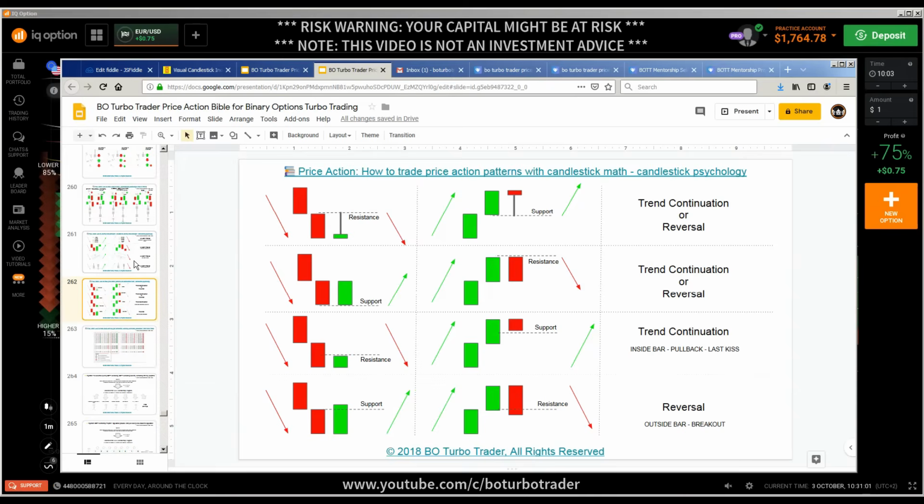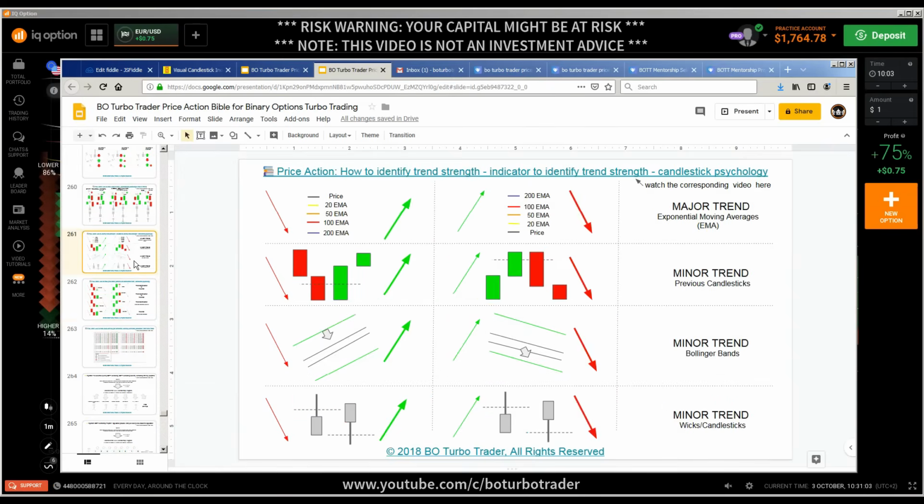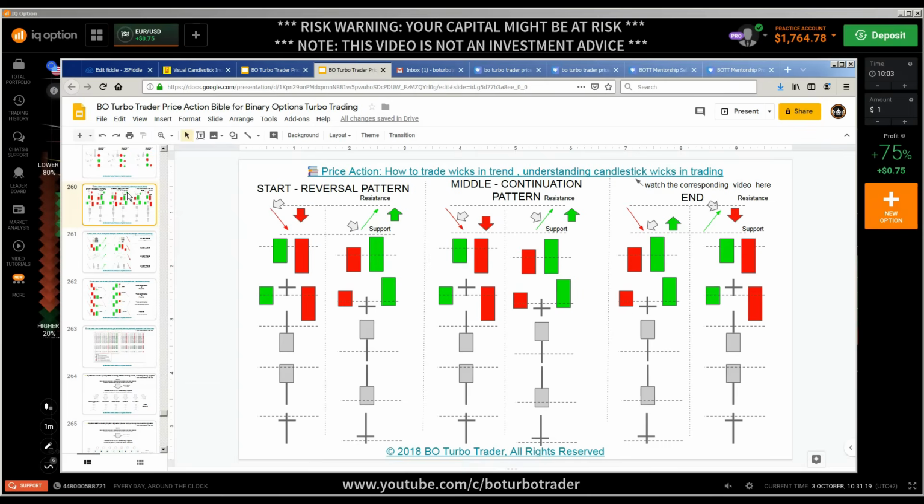That was this one here, how to identify trend strains. Yes, that is really important. You see here, I have explained exactly how you have to read the major trend and the minor trend based on candlestick pattern, Bollinger Band, EMAs, and the candlestick pattern itself. Watch the video about how to trade wicks in trend. Here I have explained exactly where you have to be to trade the wicks properly.